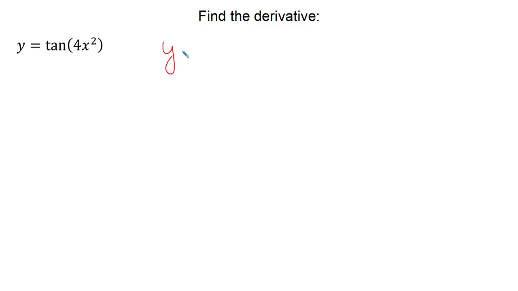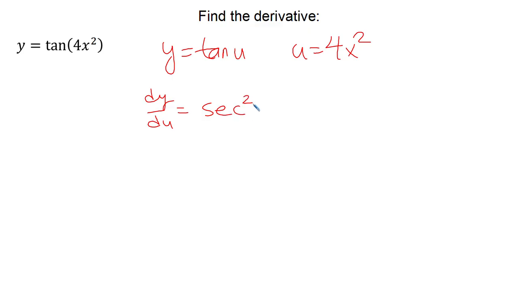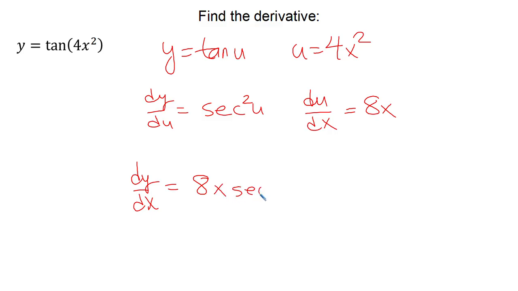So this first one, we've got y equals the tangent of u, where u is equal to 4x squared, right? It's a function within a function, which is what tells us we have to use the chain rule. So the derivative here should be dy du times du dx. The derivative of tangent is secant squared, and the derivative of 4x squared using the power rule is just 8x. So when we multiply these two things together, we should get dy dx is equal to 8x times secant squared of u, where u is 4x squared.